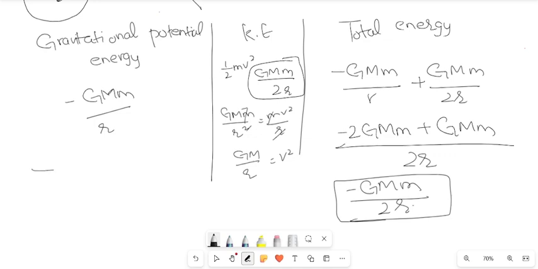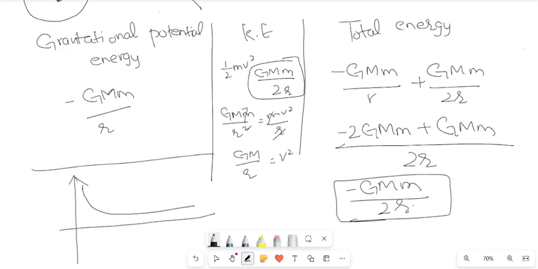Now if I were to plot these in a graph, you could see that obviously as you're moving towards a planet, your kinetic energy increases while your gravitational potential energy increases negatively, because we just said it's negative, and then here we have the total energy. So this is kinetic energy, this is potential energy, and this is total energy.